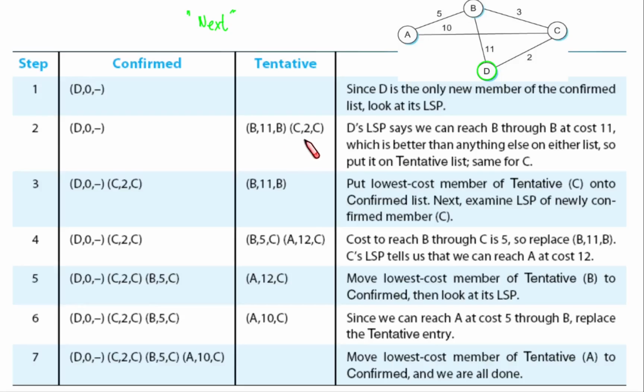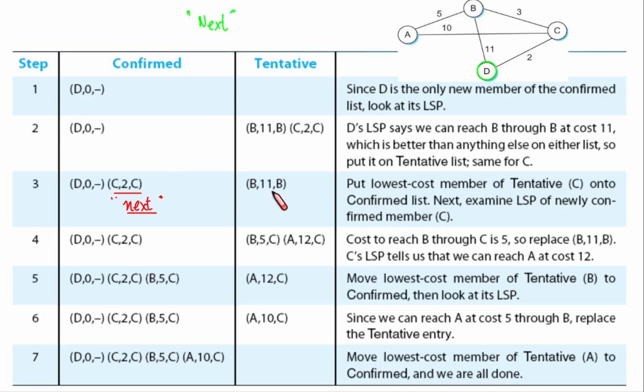Next we look at this tentative list and we pick a node that has the smallest cost. So we have two options, B and C. The cost to C is smaller than the cost to B, so we put C in the confirmed list and C becomes the next node. Now we inspect the LSPs of C. C is directly connected to D, to A and to B. At this time we add any neighbor of the next that is not in the tentative list to the tentative list, and then for the other neighbors that are in the tentative list we check for relaxation, right?